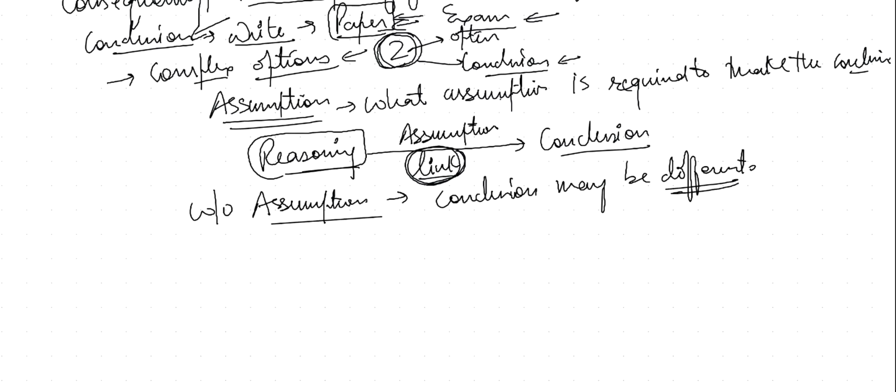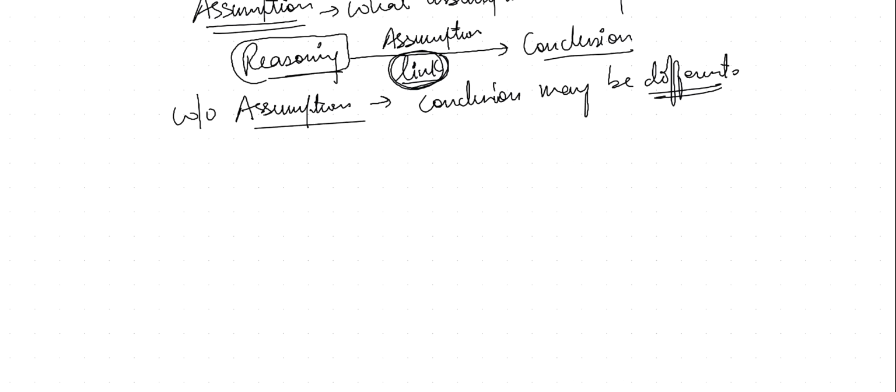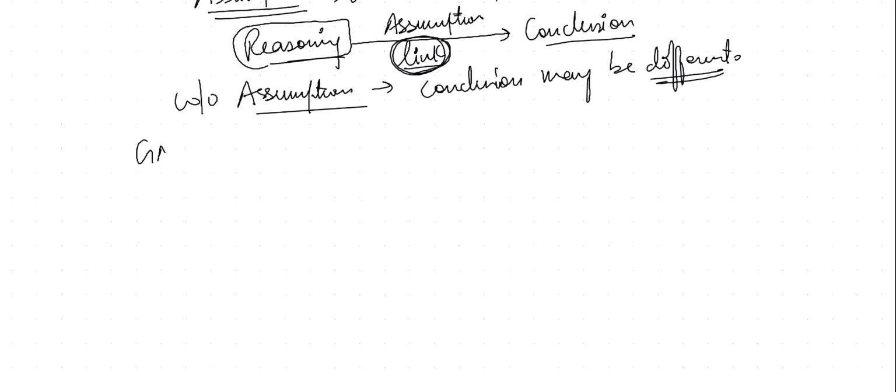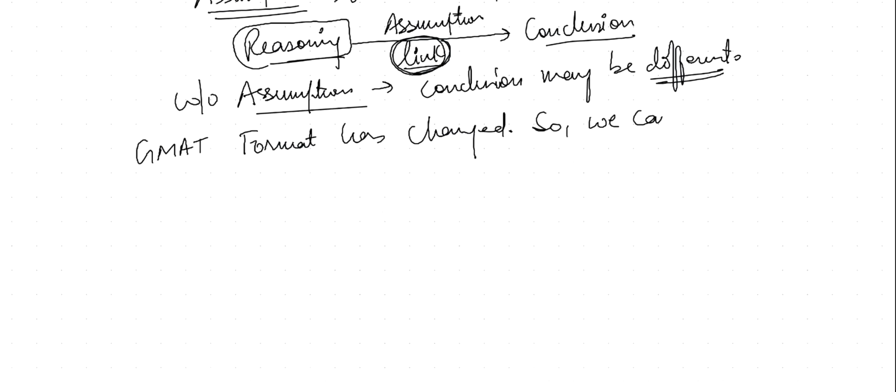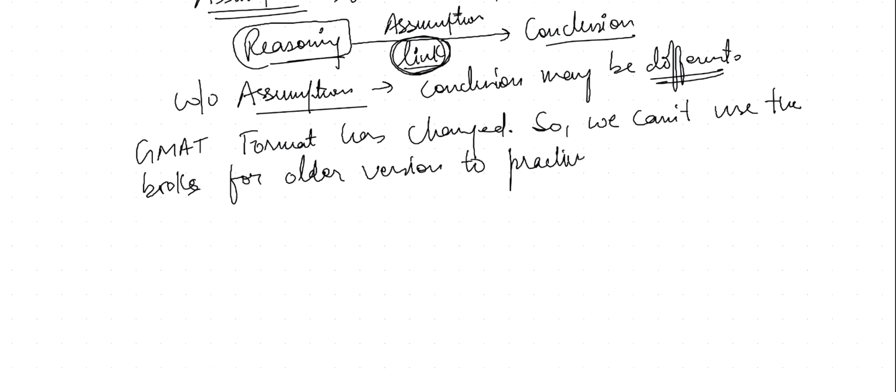For example, let's say GMAT format has changed. So we cannot use the books for the older version to practice the appropriate type of questions.